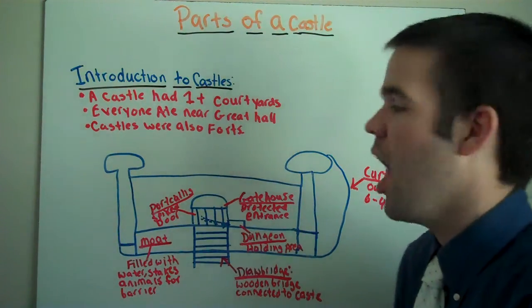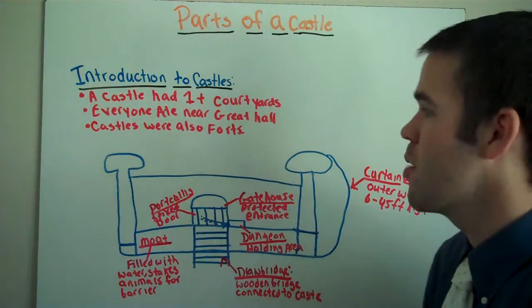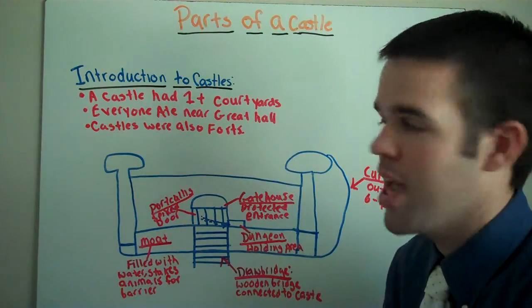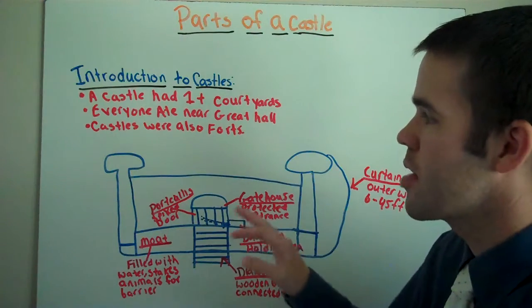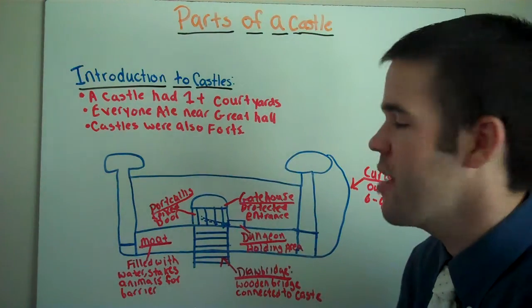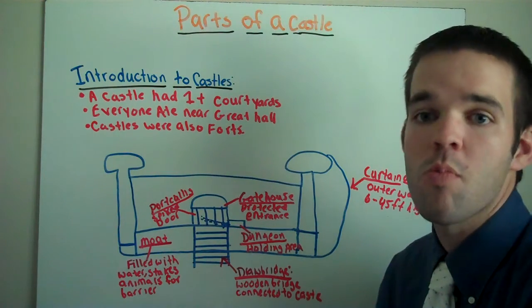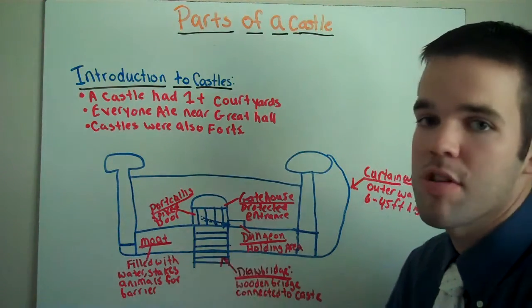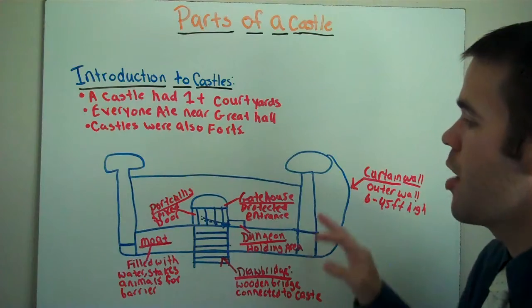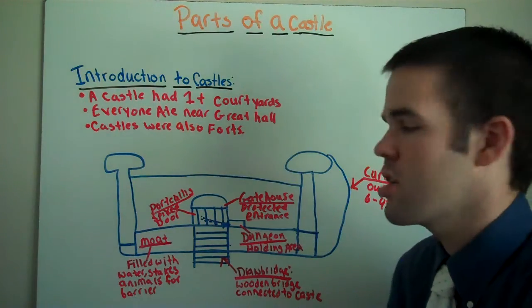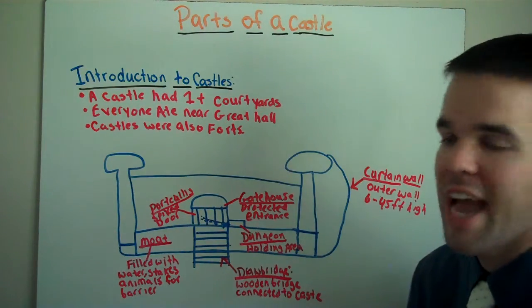Castles during war were also forts. It was used for protection for the royal family. So castles were not only used for living, they were also used for places during warfare and places to protect. So we had talked a little bit about the introduction. Let's move on to the main parts of a castle.